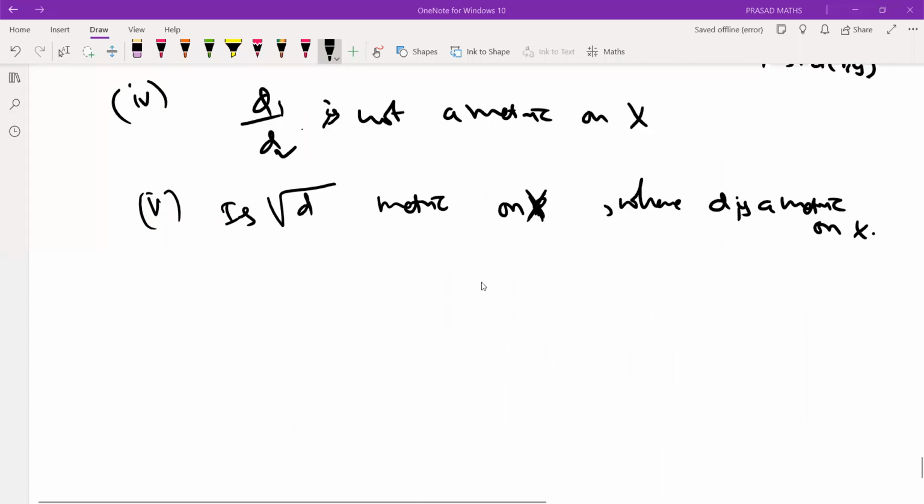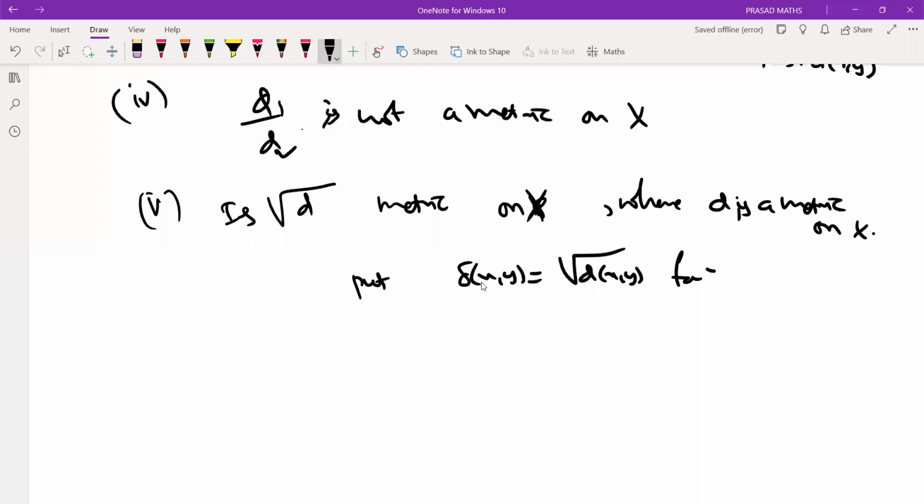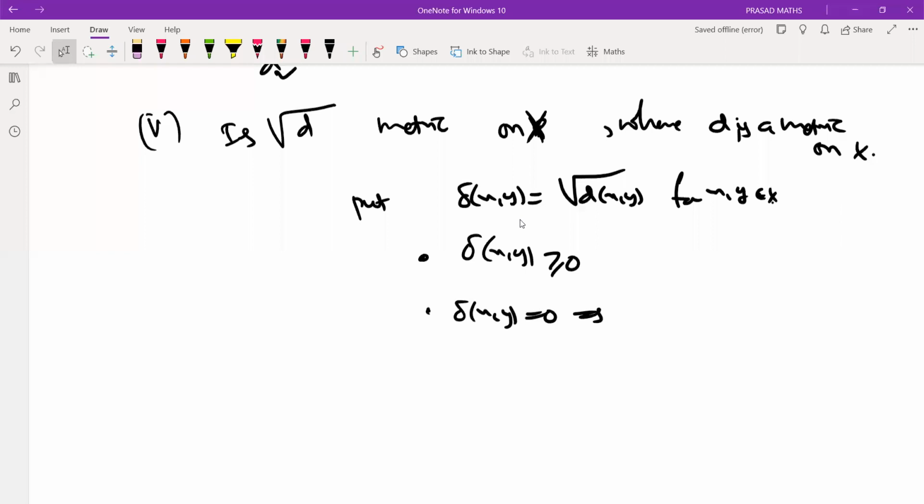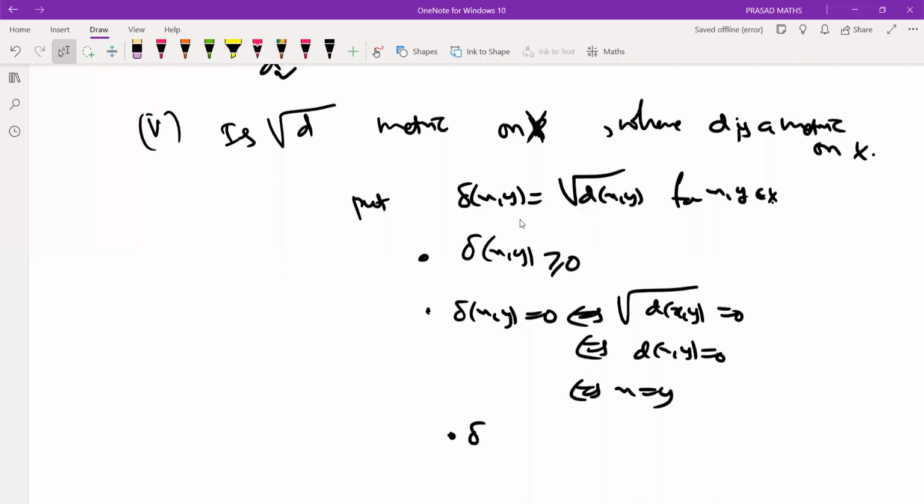Right. So suppose you take delta of x comma y equals root of d of x comma y, for x comma y belonging to X. So there is no non-negativity problem, because root is always non-negative. Next, this is also no problem because d is a metric. So d of x comma y is 0 if and only if x equals y, because d is a metric. Symmetry is also no problem, because d is a metric. There is no problem with these three.